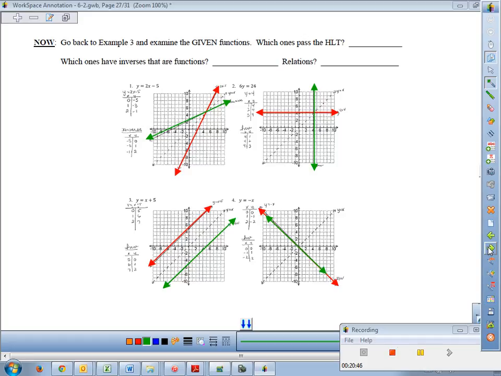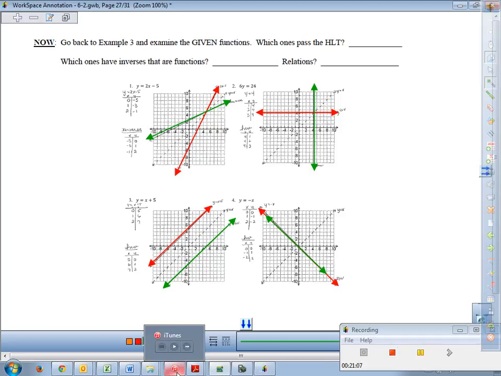So it says, go back to example 3. You don't have to flip it. You can flip your page if you want, but those are the 4 problems from example 3, where example 3 was the previous page. It says, examine the given functions. All of these were given functions. The red ones, yeah, all of them were the red ones. Red was the given functions.